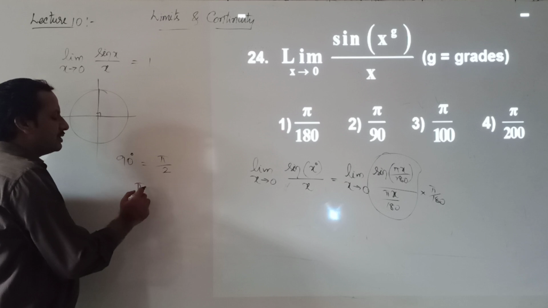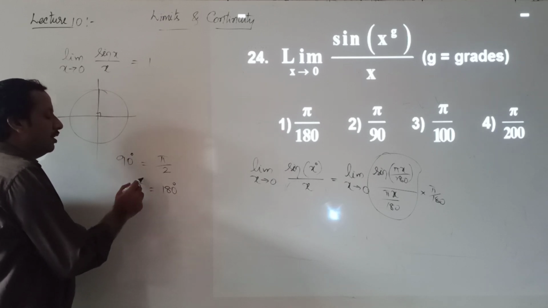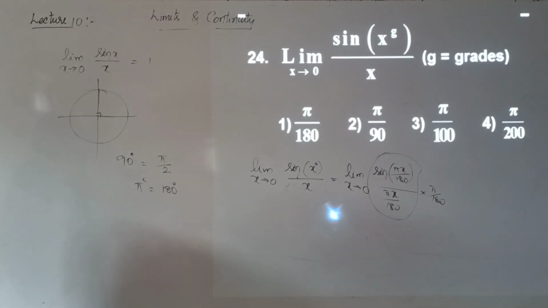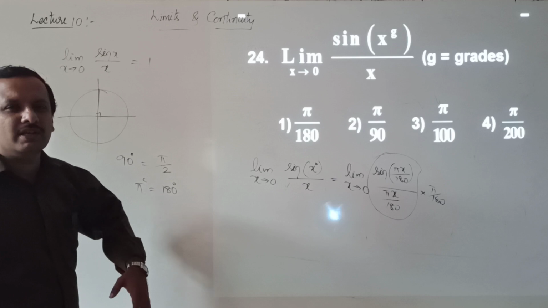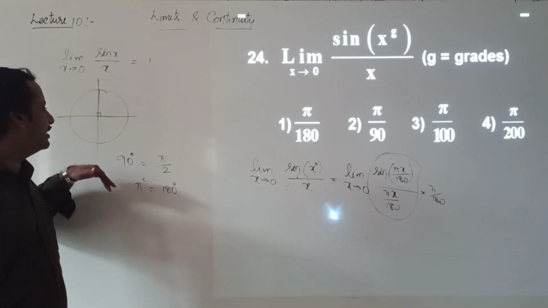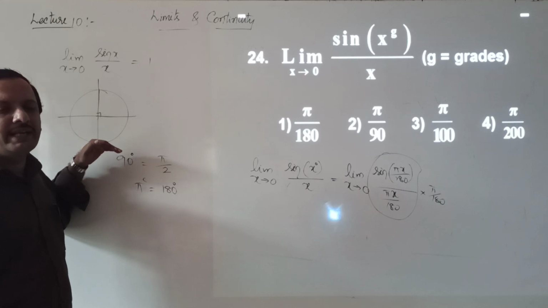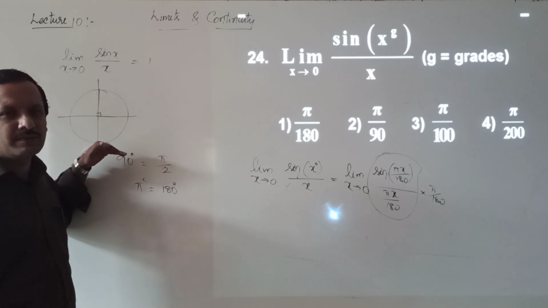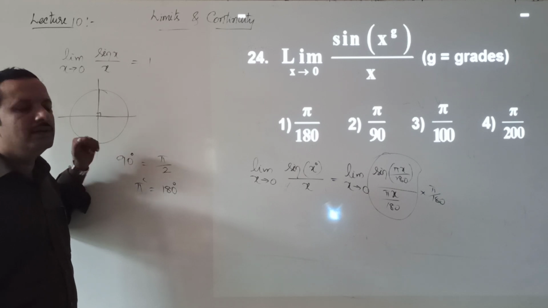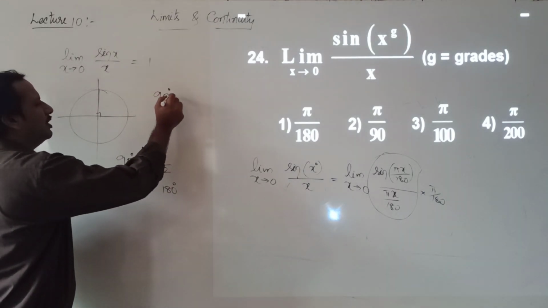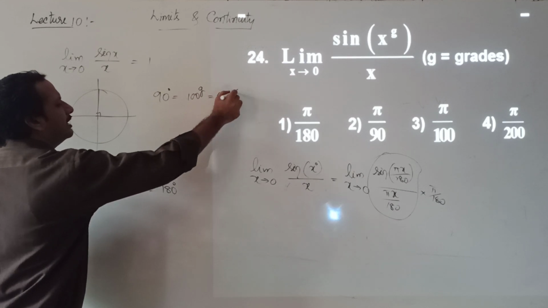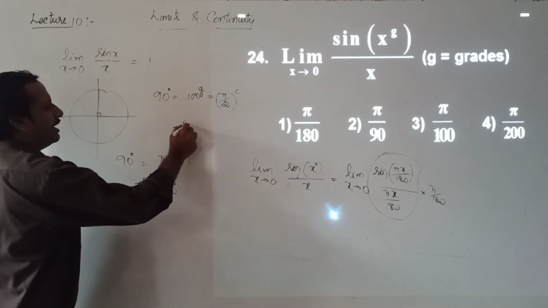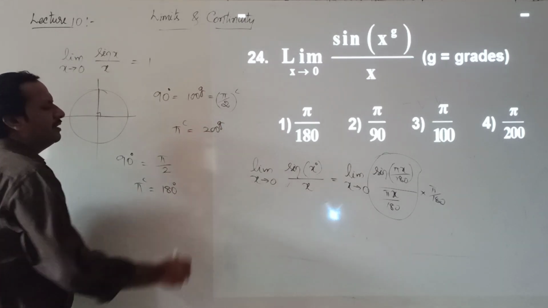That means pi by 2 radians, which implies pi radian is equal to 180 degree. But in the grade system, one right angle is divided into 100 equal parts. In case of degree measure, we divide it into 90 equal parts. Here, in grade measure, one right angle is divided into 100 equal parts. Each part is called a grade. So 90 degree is equal to 100 grades, that is equal to pi by 2 radians. So from this I can write pi radian is equal to 200 grades.